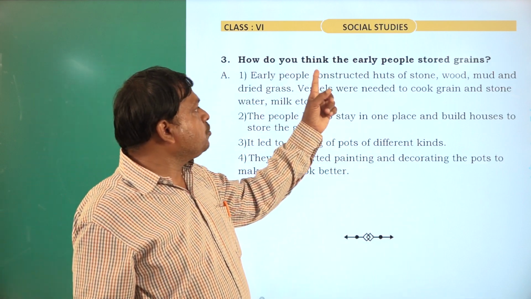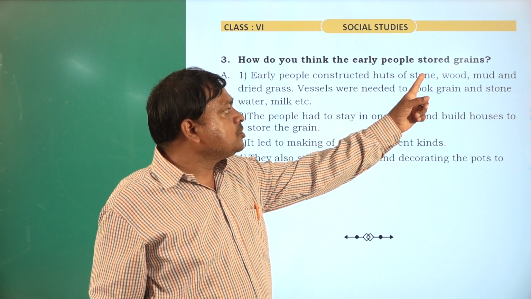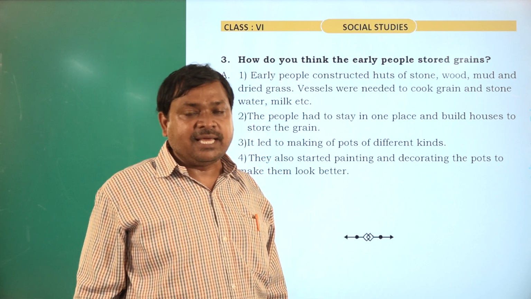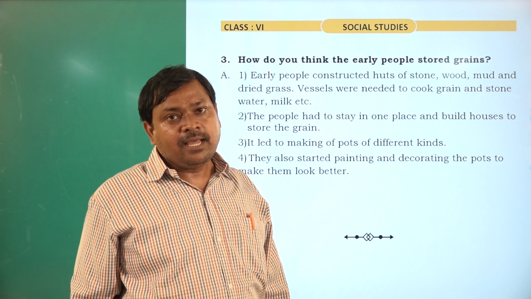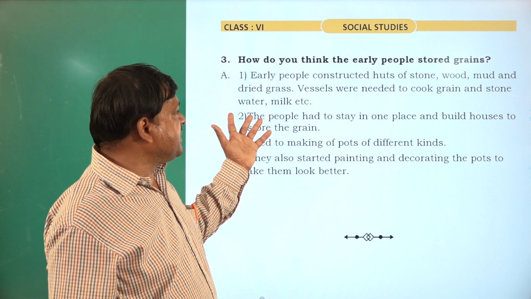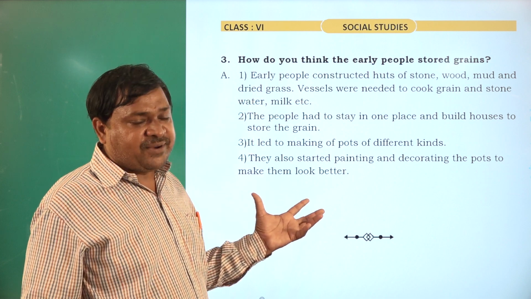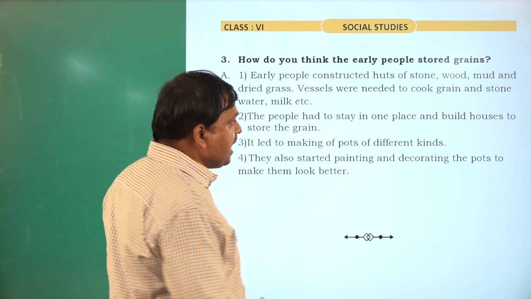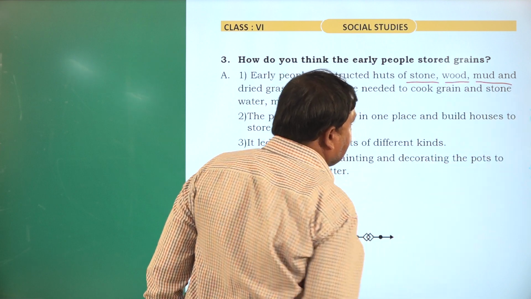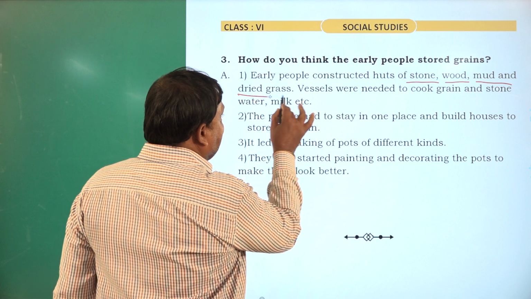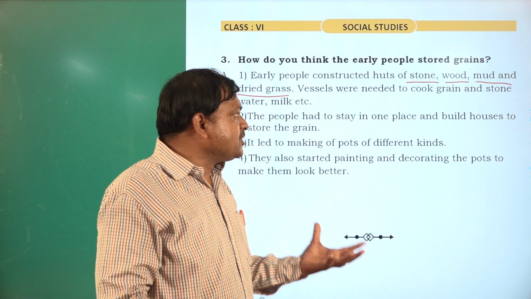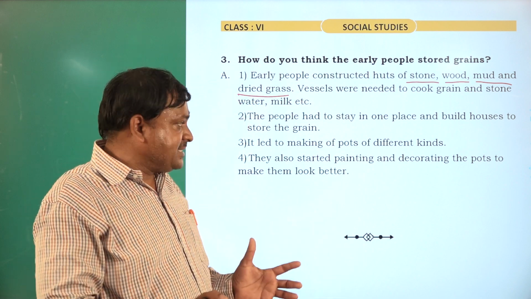Next one, how do you think the early people stored grains? Nowadays we also store different types of grains in godowns. Is it right? In the same way, in those days early people also stored some types of crops. They used some types of stones, wood, mud, and dried grasses, and afterwards stored food grains in them.